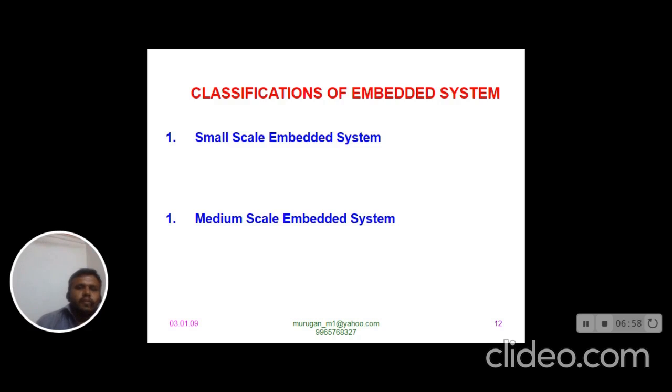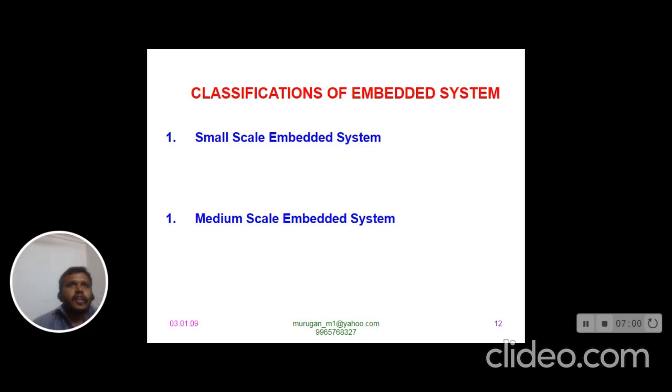These are the classifications of the embedded system. Small scale embedded systems are for small scale applications. That is, we have only a simple application for a specific device, for example, a timer. Students doing timer circuits as a project also come under the small scale embedded system, and also small production devices come under this category. The next one is medium scale embedded system.